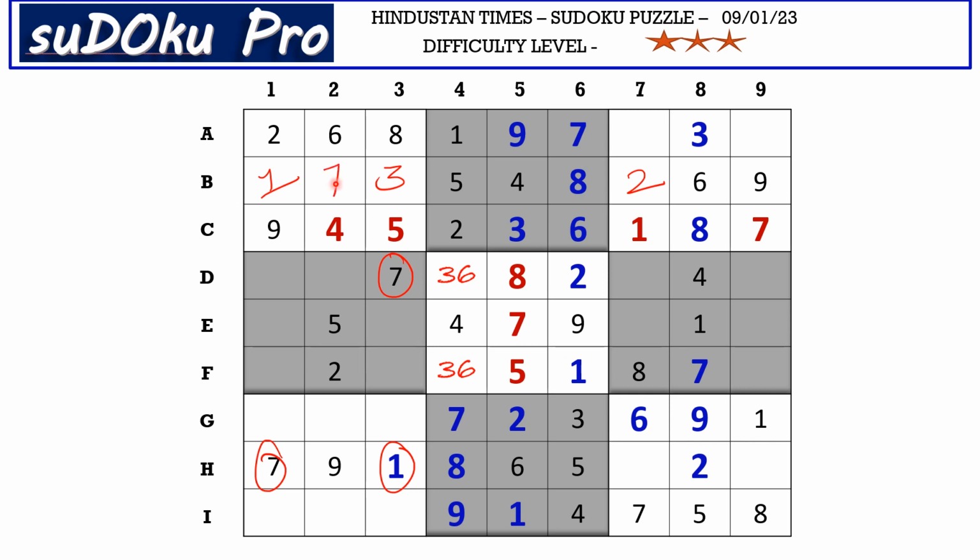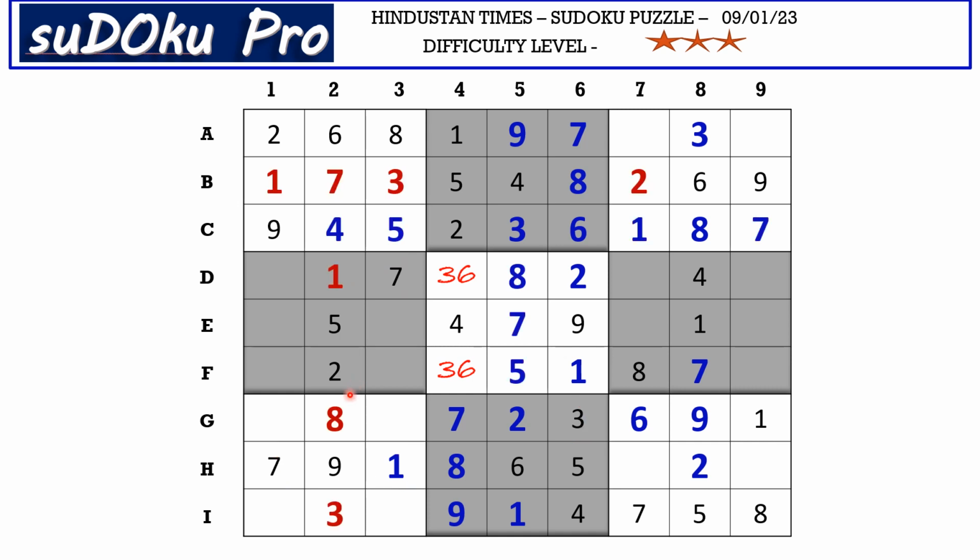Now in column 2 there are 3 empty cells and the missing numbers are 1, 3 and 8. You can see this 1 blocking these 2 cells. So 1 goes here in D2. And in column 2 the missing numbers are 3 and 8. There is 3 blocking from G row. So G2 takes 8 and I2 takes 3.